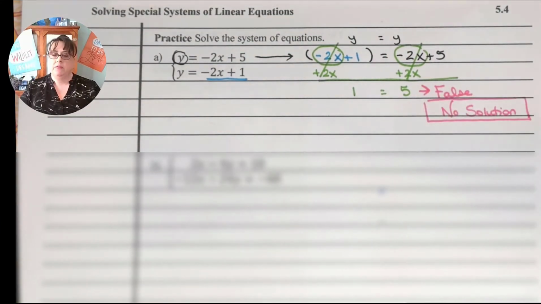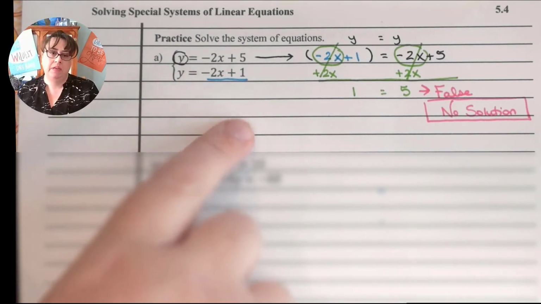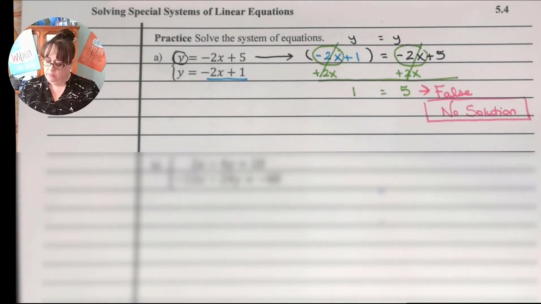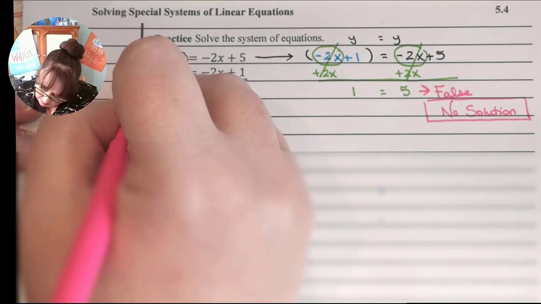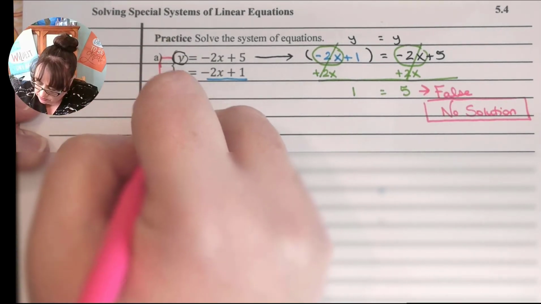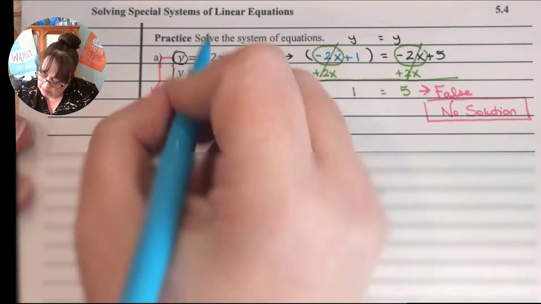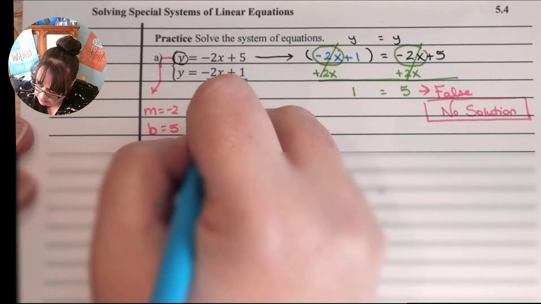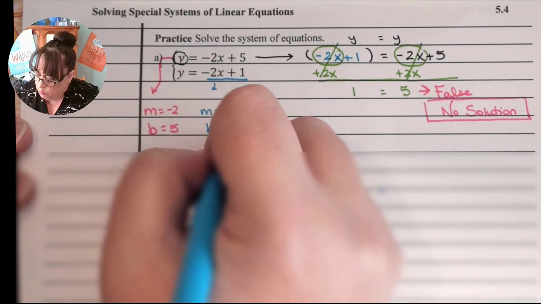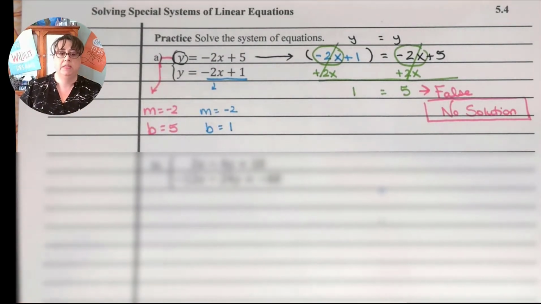Just like before, if I was ever solving an equation and I ever got something weird happen where all my variables went away and it was a no solution, it's still a no solution. Why is this a no solution? It is because they have the same slope but a different y-intercept, so the lines are parallel. If we look at that again, for this one, m is equal to negative 2, but b is equal to 5. And for this one, m is equal to negative 2, but b is equal to 1. You can see the slopes are the same, but the y-intercepts are different.